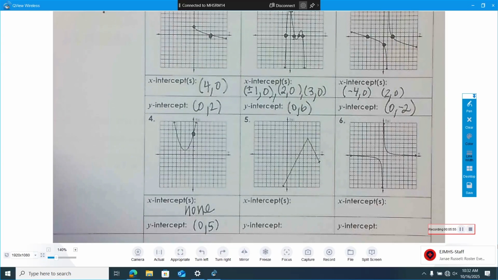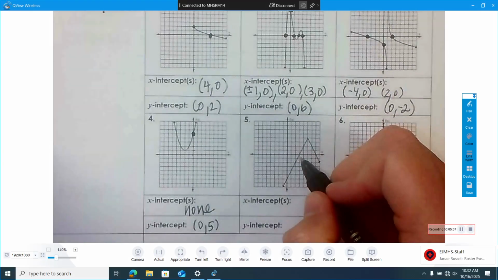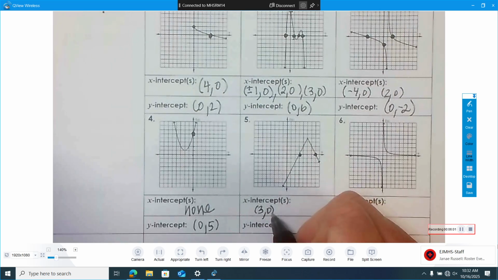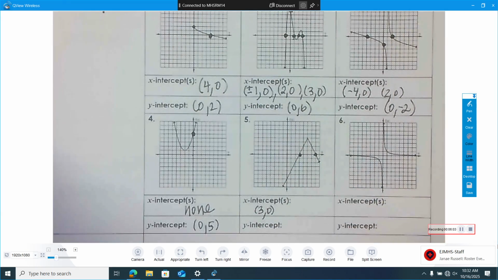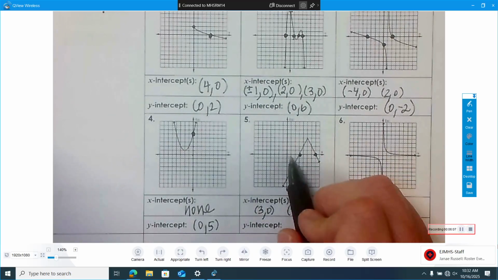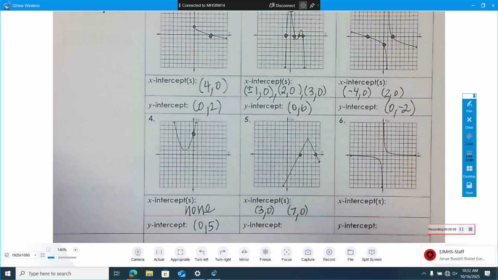Number 5. Our x-intercepts. 3, 0. And 7, 0. 1, 2, 3, 4, 5, 6, 7.